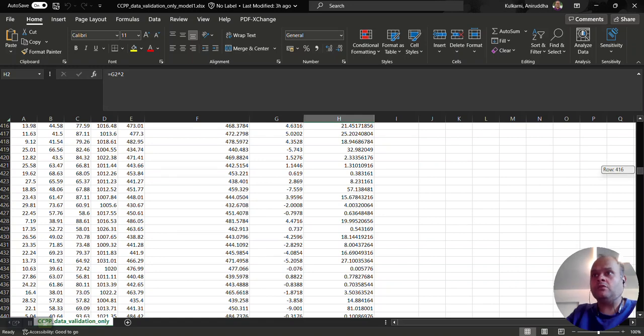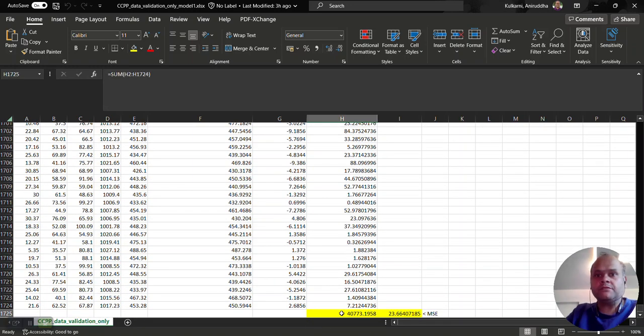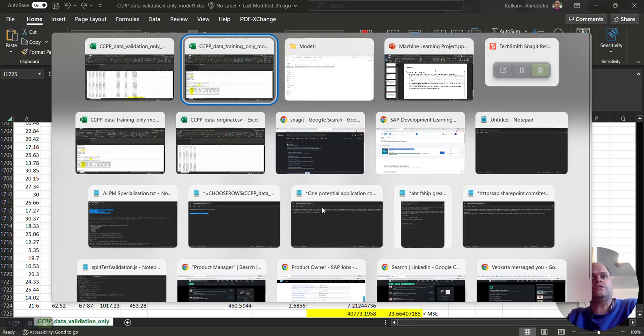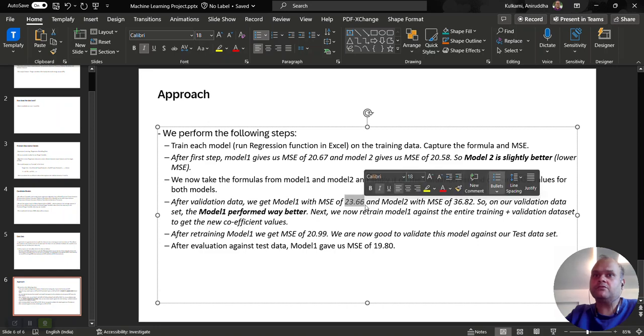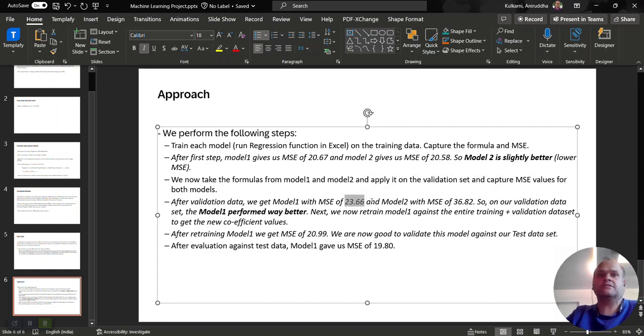Now, if I scroll all the way down to the bottom, this is now the summation of all of these squared errors, divided by the number of observations we have in this set, which is 1723. We get 23.66, which is the mean squared error value for model 1 on the validation dataset. So just jumping back here, for model 1, originally on the training data, we got mean squared error of 20.67, and now we have a slightly worse performance with the MSE value of 23.66.